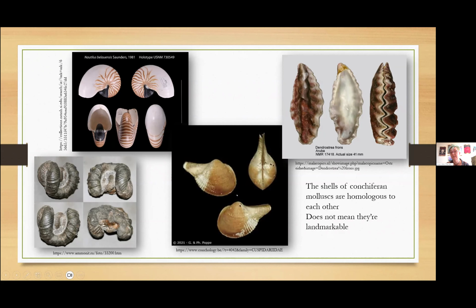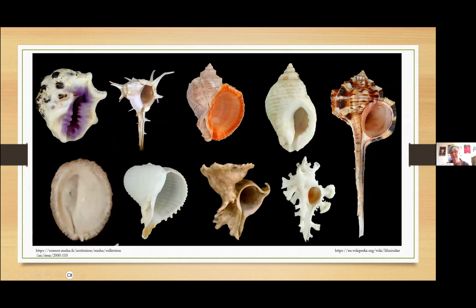Just because you're homologous doesn't mean you're landmarkable. And to take this really to extremes, these are all muricid gastropods. So these are all in the same family. They live in many cases in very similar ways. They do a lot of similar things.